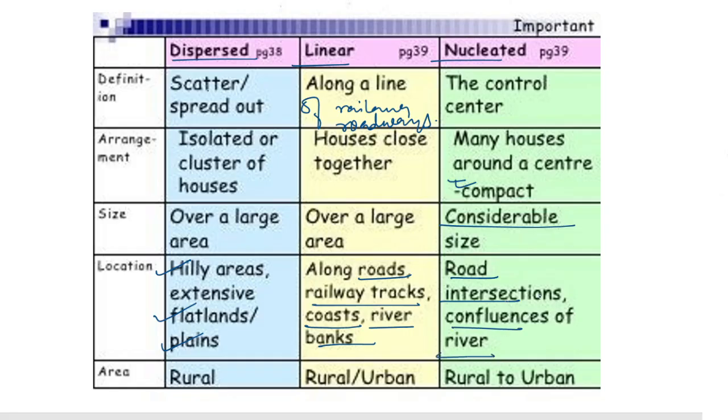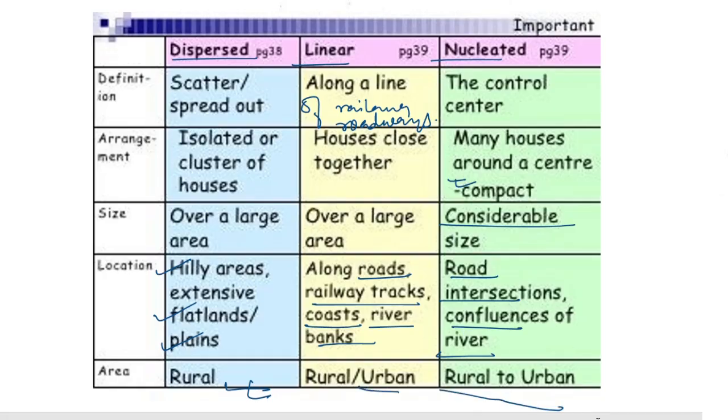That means we need to have a center surrounding which we have numerous settlements all along the place. Generally, the dispersed settlement is found in rural areas. The linear is found in urban areas, and the nucleated settlement is found in rural to urban areas.